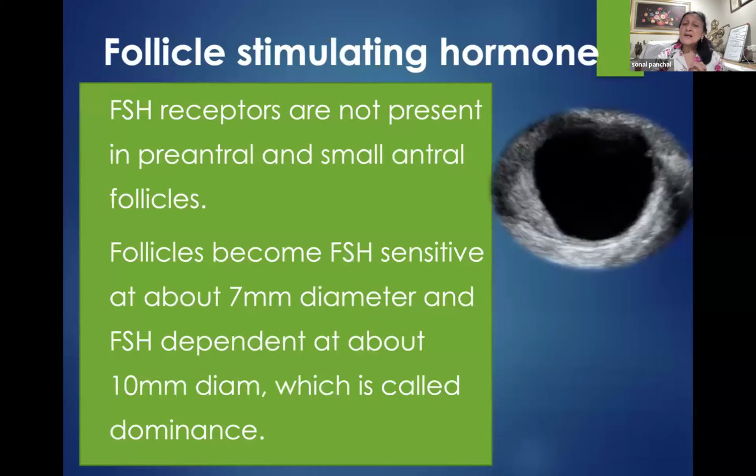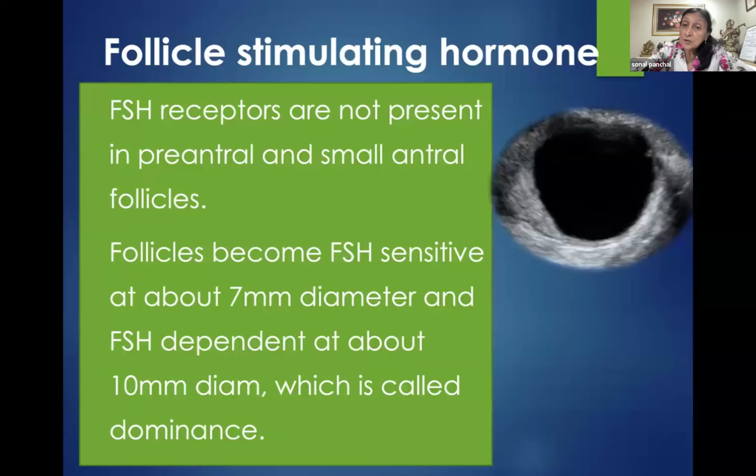But what is the sign that you would see on ultrasound? And this is something very interesting. We know that the follicles grow up to about 6 or 7 millimeters under the effect of androgen alone. Beyond that, they need FSH for the growth, initially because they become sensitive to FSH, but later because they become dependent on FSH. That is because of the development of FSH receptors on the follicle.